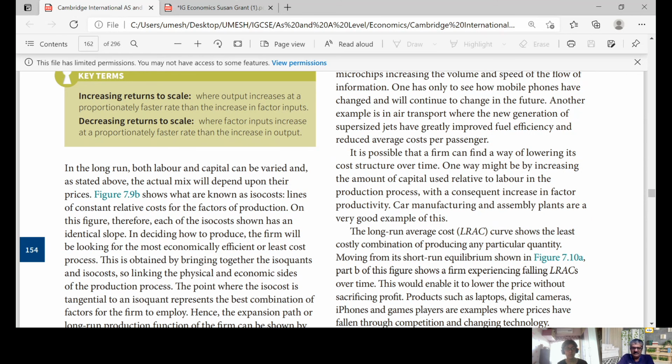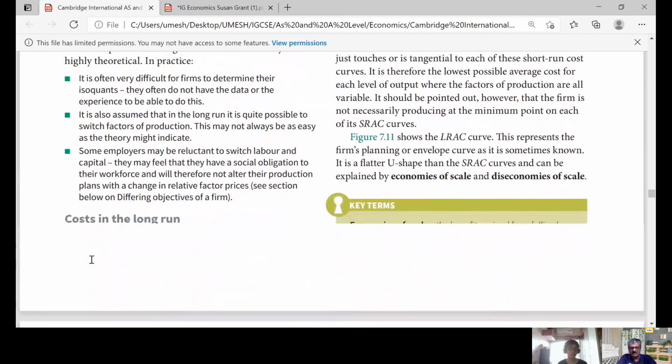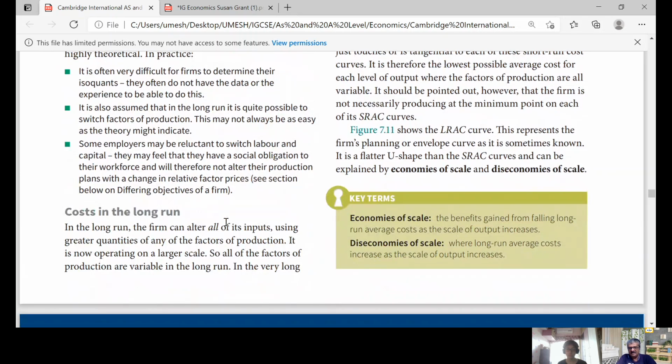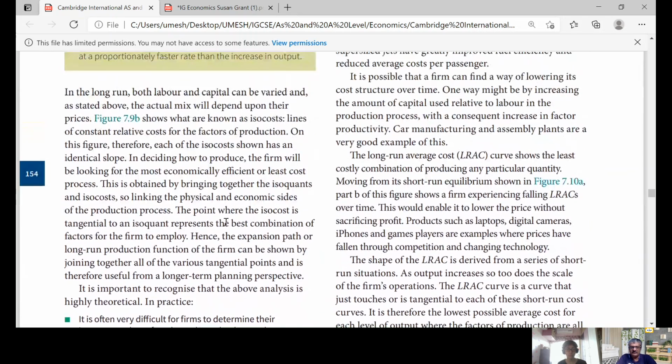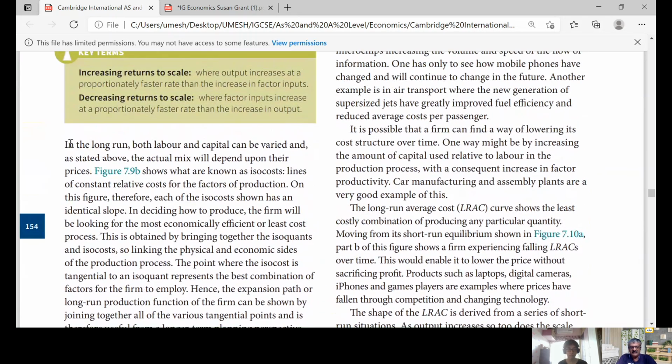Okay. Then we will end it over here, because it is a new thing that we are going to learn. That is cost in the long run that we are going to learn. So we end it over here. Remember this. From here, page number 154, we have to start. Okay. Take care. Decreasing returns to scale.